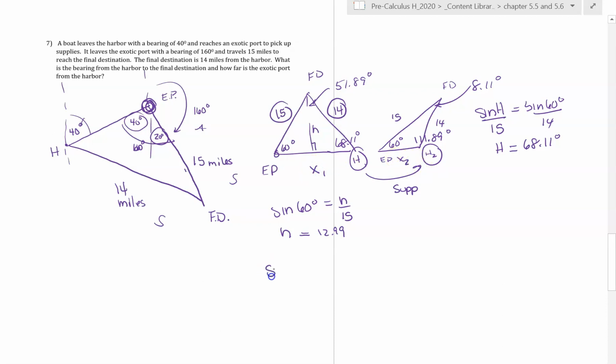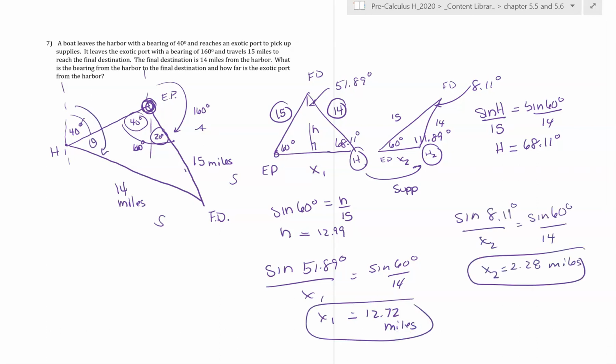So we know that the sine of 51.89 over x1 is equal to the sine of 60 over 14. So x1 is 12.72 miles. Go ahead and pause the video and find x2. Okay, so that means that this side right here that we're trying to find has 2 possible values, because again, this is the ambiguous case. So there are 2 possible values since there were 2 triangles. It could be actually 2.28 miles or 12.72 miles.